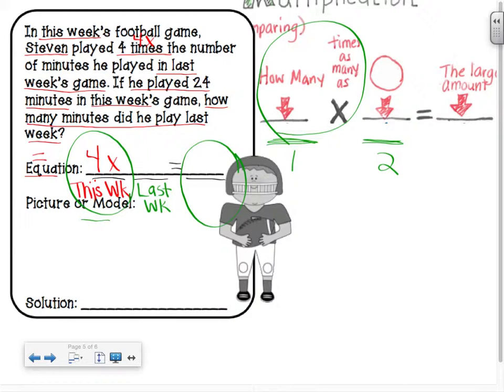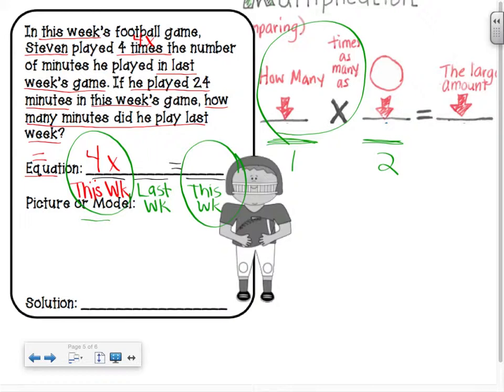So if this says this week, this is also going to say this week. Go ahead and label that. So these are the same, and these are always the opposite. They're the comparing ones. But the real answer to this is where? There. Right. In the answer spot. Because 4 times is not a real number.